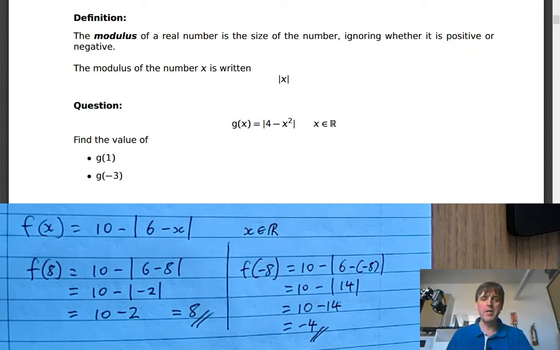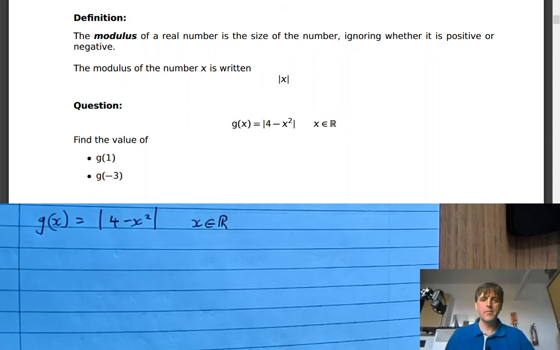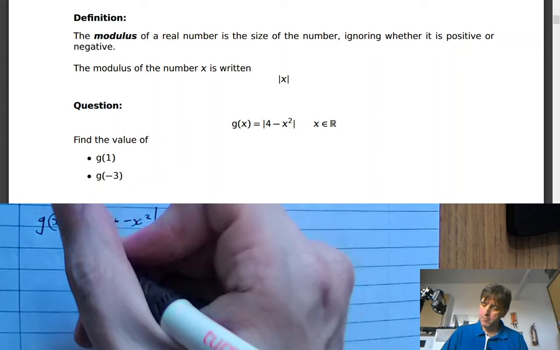Got the idea? All right, let's see if you can get on with one yourself then. There's a question on the screen. Pause the video and then restart once you've got your answers.